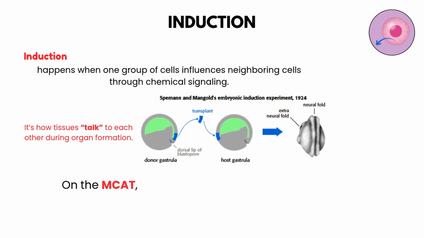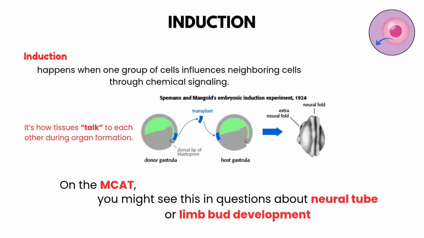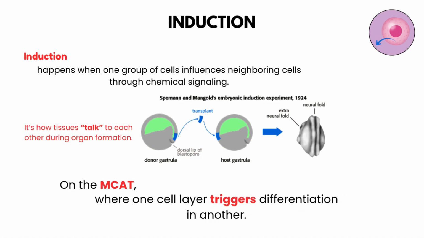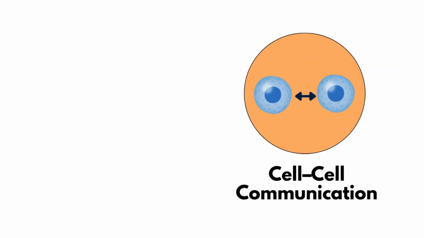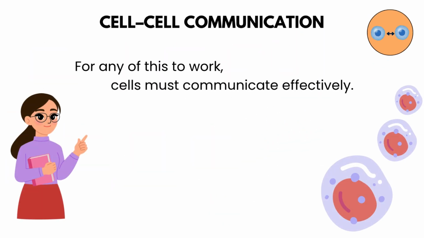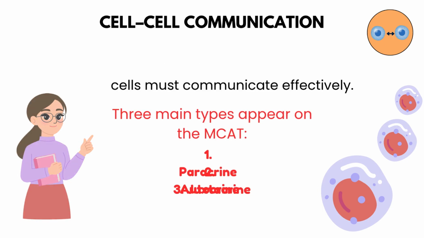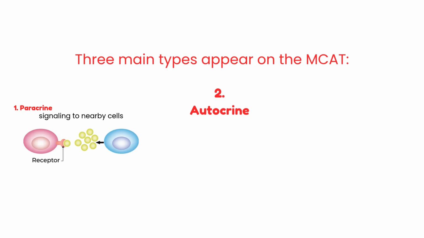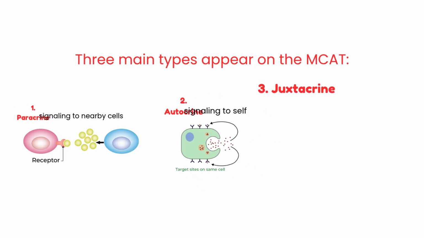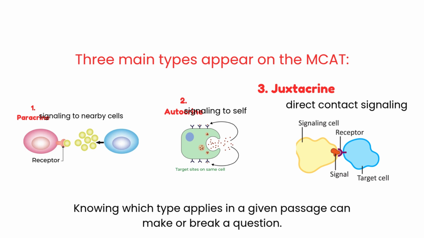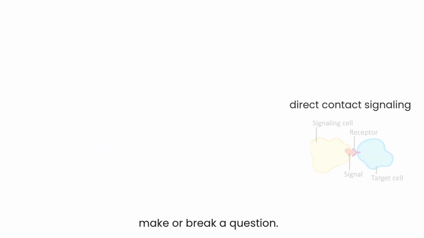On the MCAT, you might see this in questions about neural tube or limb bud development, where one cell layer triggers differentiation in another. Cell-to-cell communication. For any of this to work, cells must communicate effectively. Three main types appear on the MCAT: paracrine, signaling to nearby cells; autocrine, signaling to self; juxtacrine, direct contact signaling. Knowing which type applies in a given passage can make or break a question.